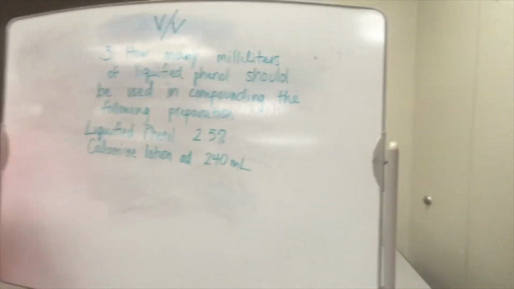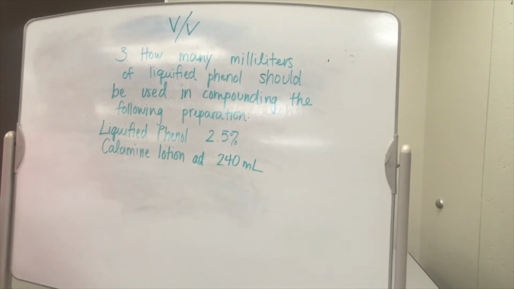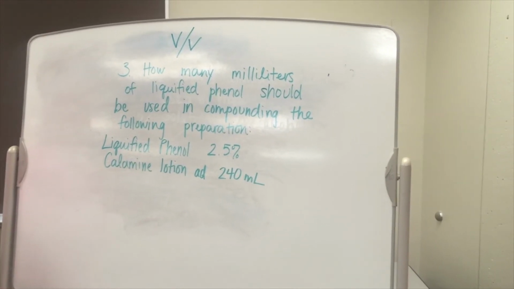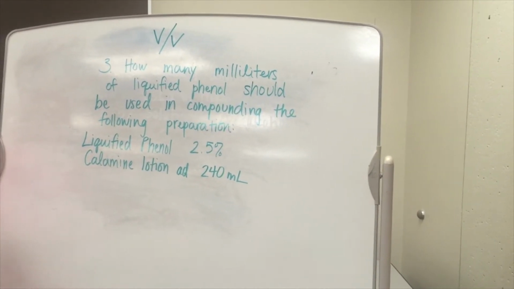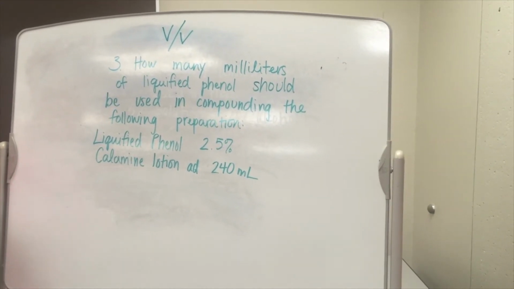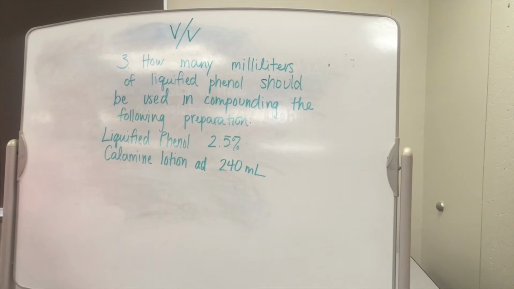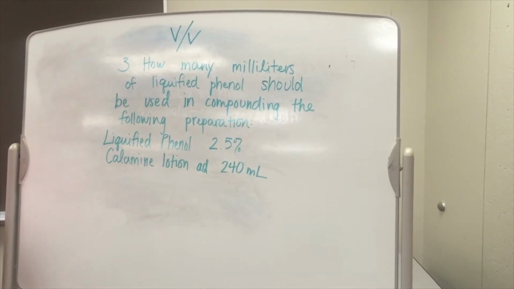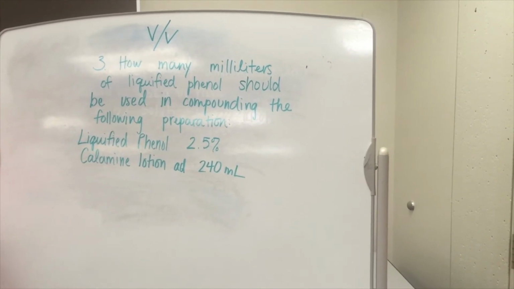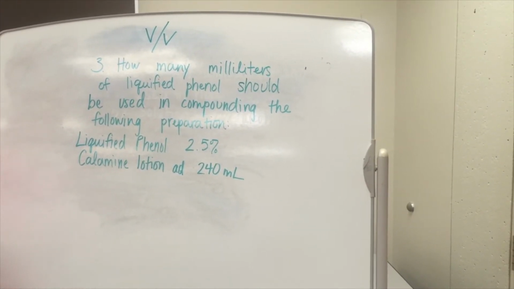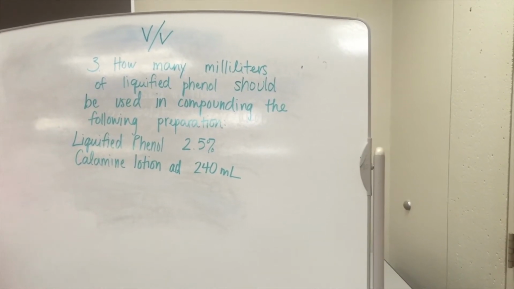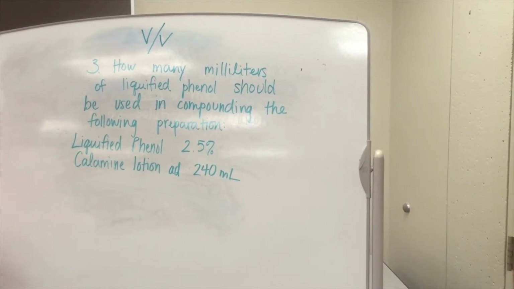So our third example problem is going to be using volume in volume equations. So our question reads, how many milliliters of liquefied phenol should be used in compounding the following preparation? Liquefied phenol 2.5% and calamine lotion AD 240 milliliters. So this format is going to be one that you might see on the exam just because this is indicative of a real life pharmacy situation.